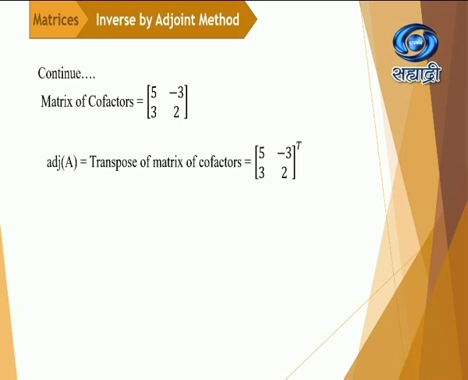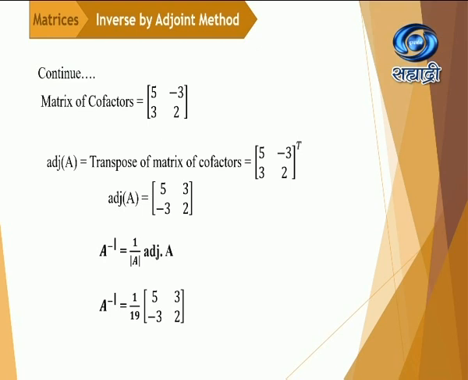Then adjoint of A is equal to the transpose of the matrix of cofactors, which is 5, minus 3, 3, 2 transpose, and therefore adjoint A is equal to 5, 3, minus 3, 2. To get the transpose of a matrix, you just have to change the places of rows and columns. A inverse equals 1 upon determinant A into adjoint A. Therefore, A inverse is equal to 1 upon 19, where 19 is the determinant of A, into 5, 3, minus 3, 2. So this is nothing but the A inverse by using the adjoint method.